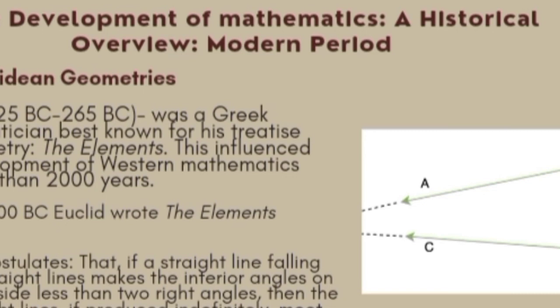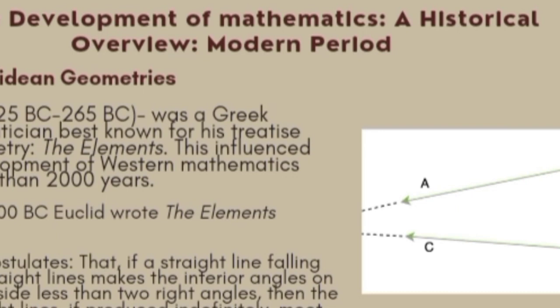In about 300 BC, Euclid wrote the Elements. In these Elements, Euclid stated 5 postulates on which he based all his theorems. These 5 postulates are: to draw a straight line from any point to any other, to produce a finite straight line continuously in a straight line, to describe a circle with any center and distance, and that all right angles are equal to each other. The 4 postulates that I've mentioned are all Euclidean geometry.